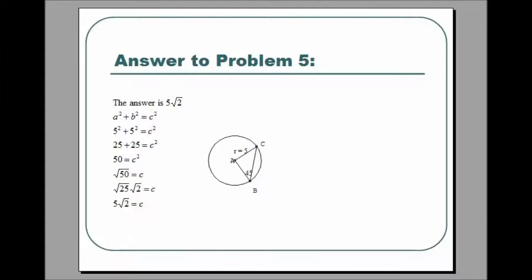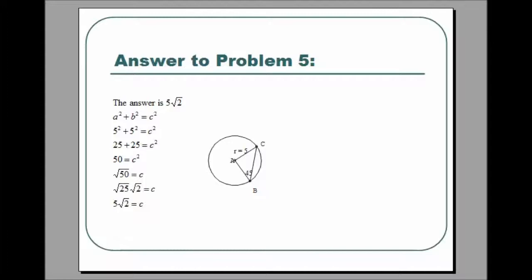Because we know we have a right triangle, we substitute into the Pythagorean theorem formula. A squared plus b squared equals c squared. Both a and b are equal to 5. Hence we have 5 squared plus 5 squared equals c squared. 25 plus 25 equals c squared. 50 equals c squared. Taking the square root of both sides tells us that c equals the square root of 50.